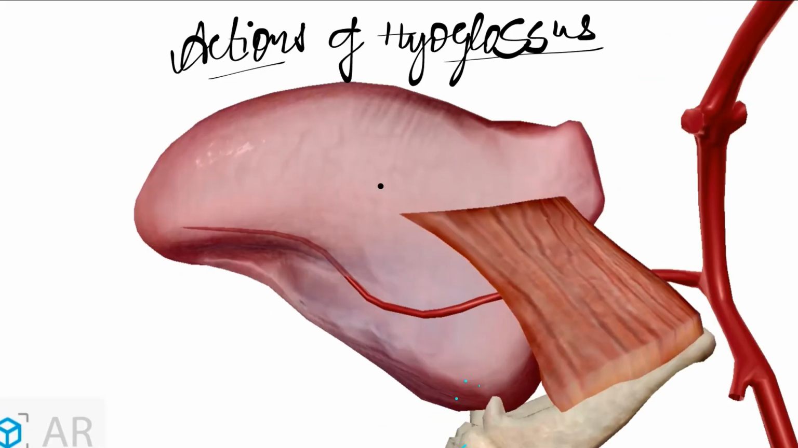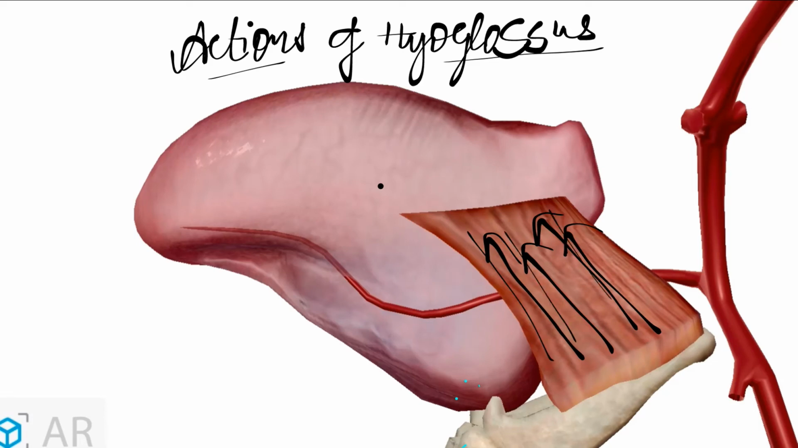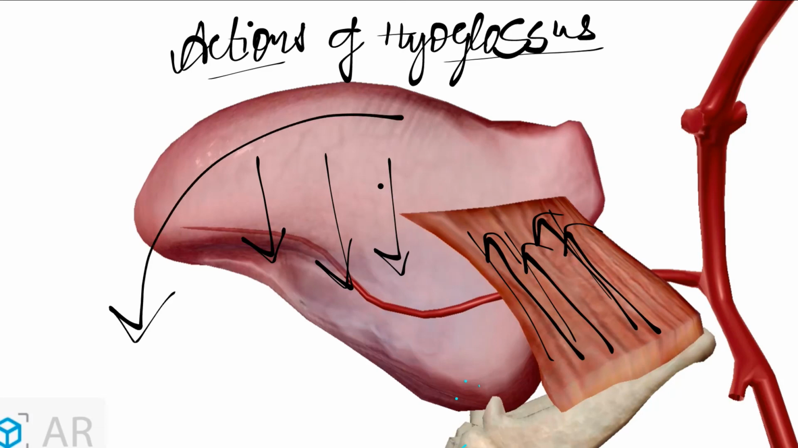Guys, now I am discussing the actions of the hyoglossus muscle. First of all, before moving ahead, I want to discuss its fibers. The fibers of the hyoglossus muscle run upwards and forwards. So when these fibers contract, what will happen to the tongue? The tongue will depress and become more convex. Just like that.